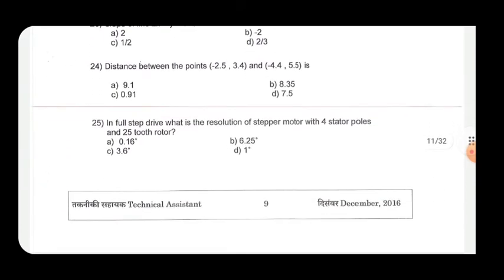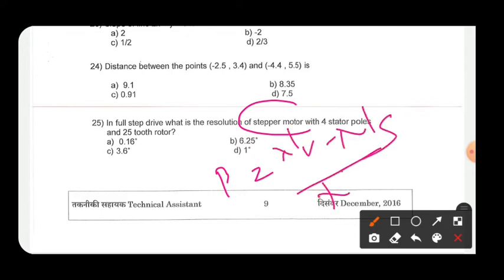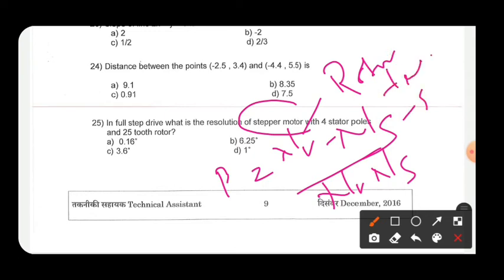Next is, in a full step drive, what is the resolution of a stepper motor with 4 stator poles, okay. So this is a kind of stepper motor, okay. In a stepper motor, you know, the stepper motor operates with some step angle, okay. So this is nothing but simply beta equals (Nr minus Ns) upon (Nr times Ns), okay. So Nr is nothing but your rotor teeth, okay, and Ns is your stator teeth, okay.